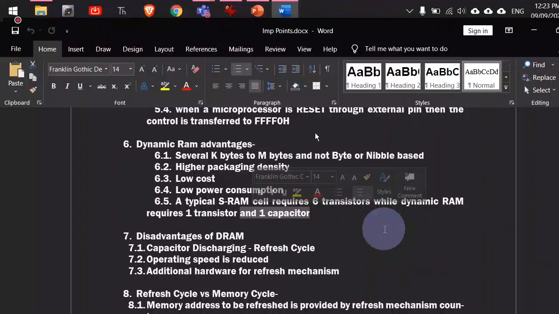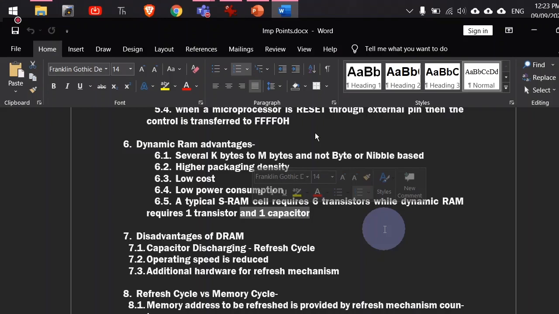So the slots for putting the static RAM will be separate, and the slots for putting the dynamic RAM will be separate. For dynamic RAM, a supporting structure for refreshing the capacitors should be required, right? So on that note, first of all, let us list out the advantages of dynamic RAM.